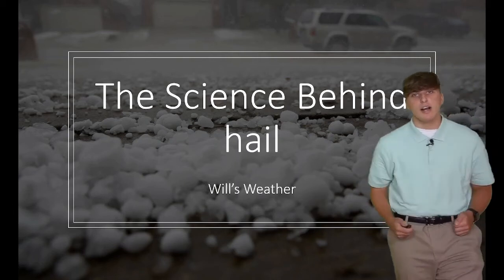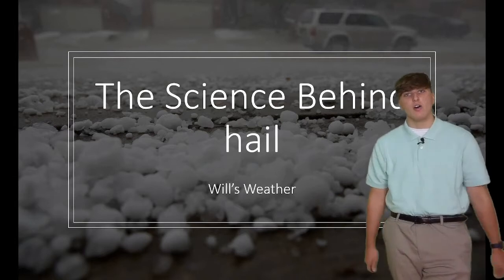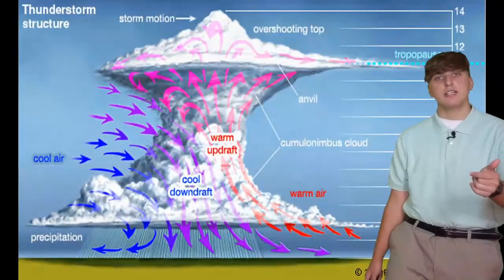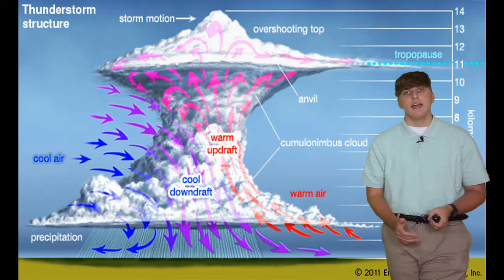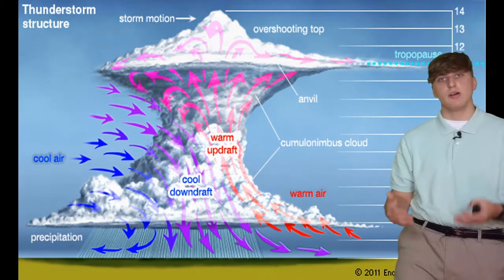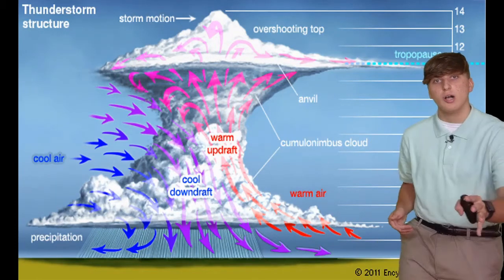Have you ever wondered how hail forms? Well, today we're going to be talking about the science behind hail. So before we can talk about this, we need to learn the structure of a thunderstorm. So this is a supercell thunderstorm, and these thunderstorms produce the most destructive hail and almost all tornadoes that occur. So let's talk about how they form.